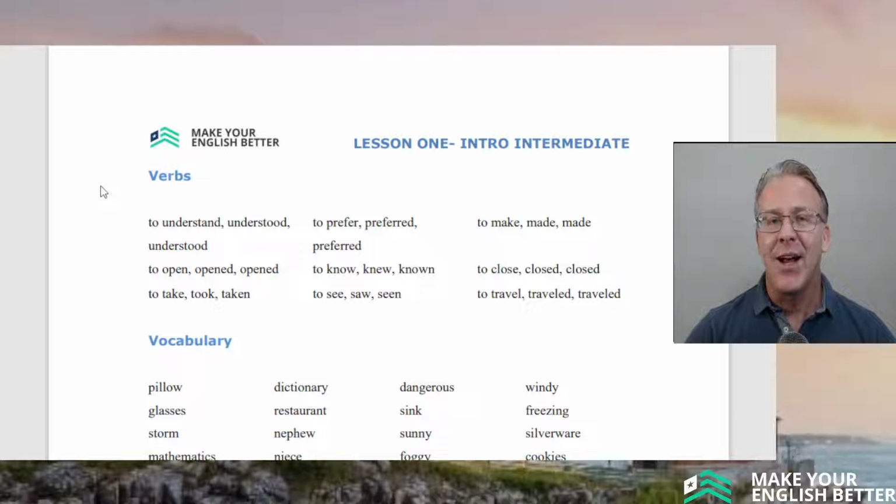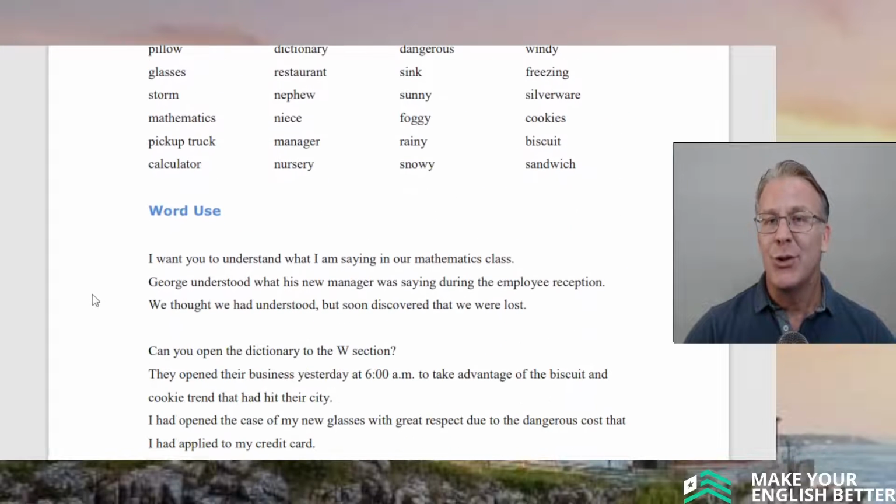I have been waiting a long time to be able to present to you these lessons to help you improve your English. Okay? So let's get started and let's work together to help you grow and mature in your English. I'm going to present to you verbs, vocabulary, and show you how they are used, and then I will challenge you to put these into practice through different exercises.